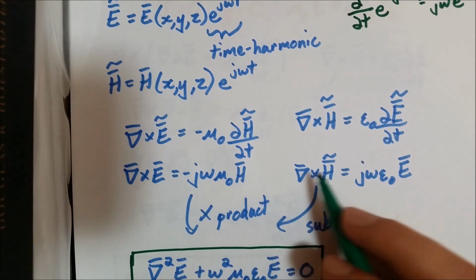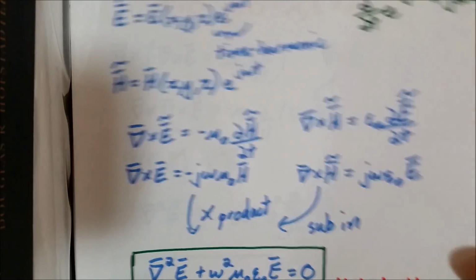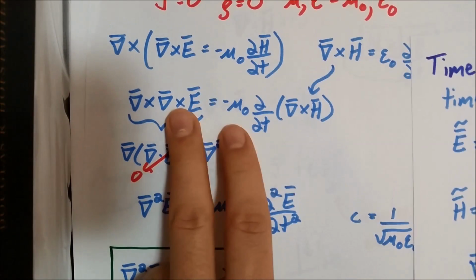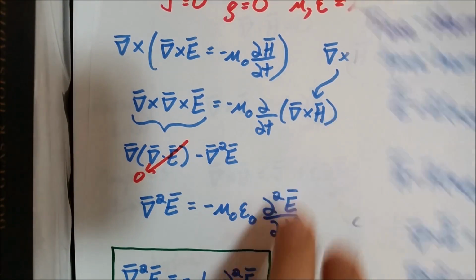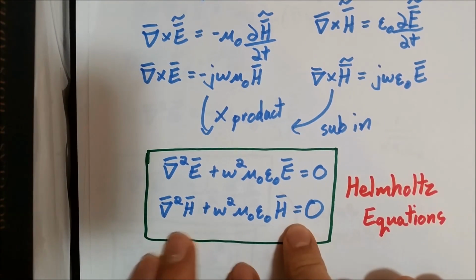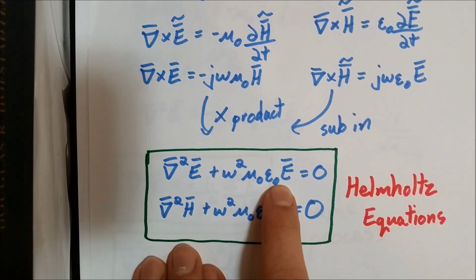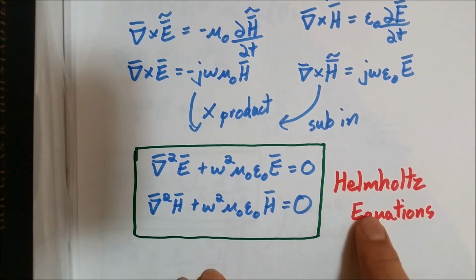Now that we have the time harmonic versions, you can actually use the exact same process as I used on the previous page, where you take the cross product and sub it in, and you get two very similar equations. These are the time harmonic wave equations of Maxwell's equations, and these are actually specifically known as the Helmholtz equations.